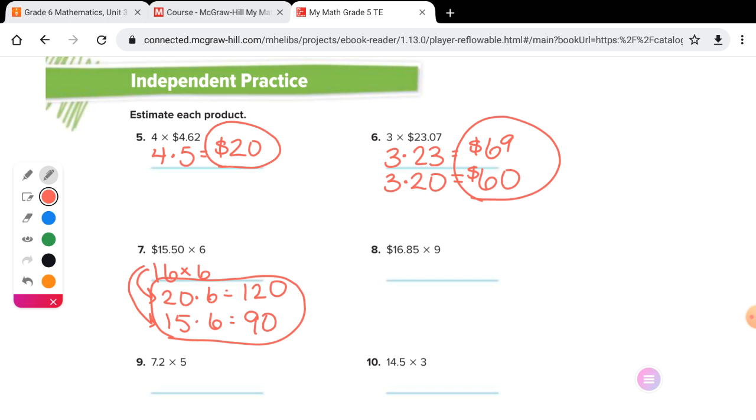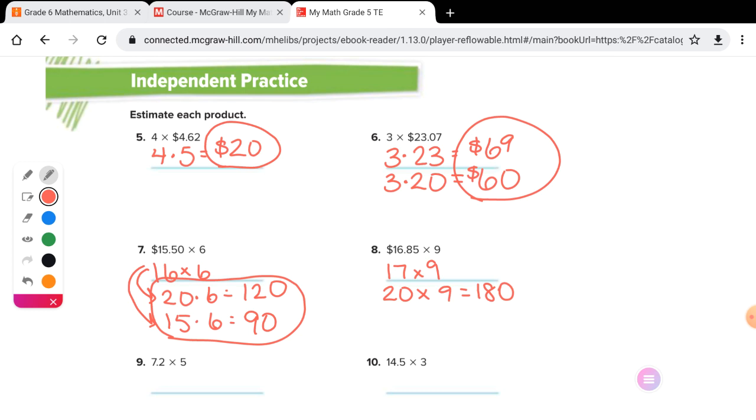Number 8, Kendall, what did you round it to? I rounded 16.85 to 17, and then I changed the 17 to 20. Okay, so she changed the 17 to 20 and got 180. Did anybody change the 9?